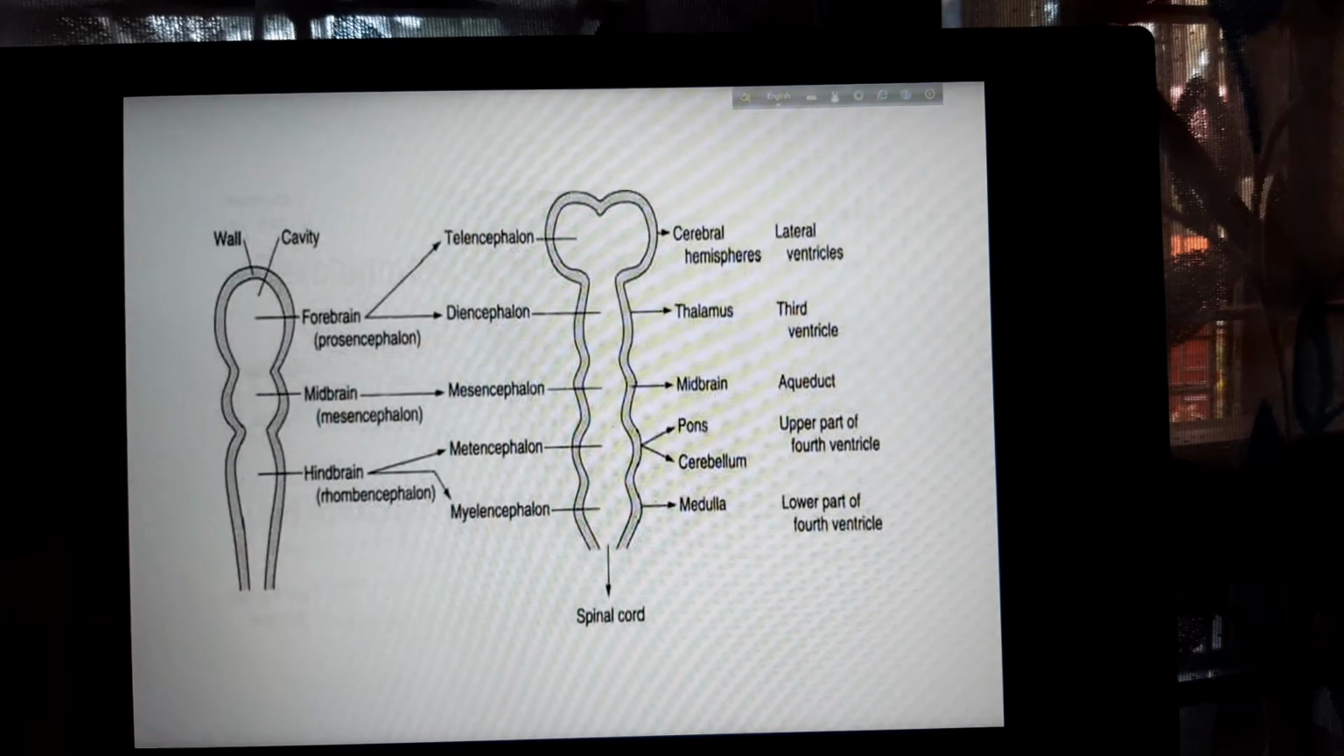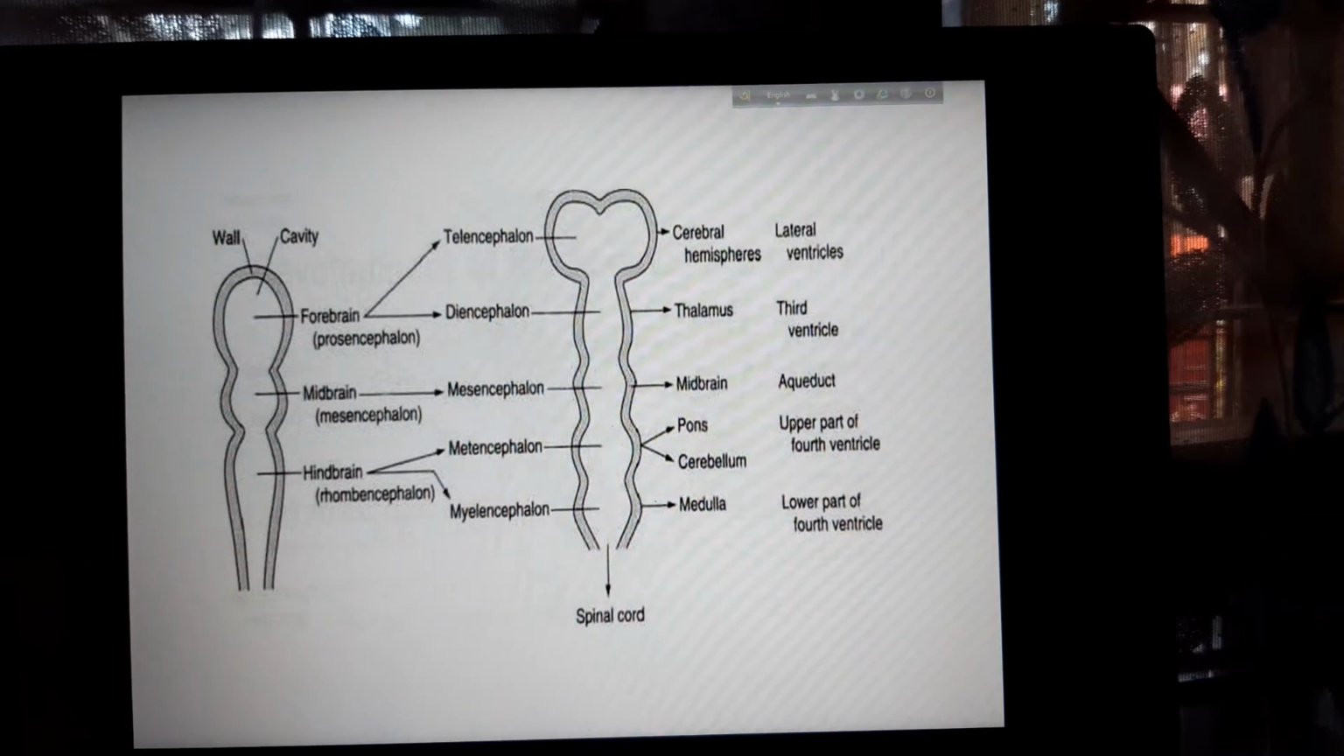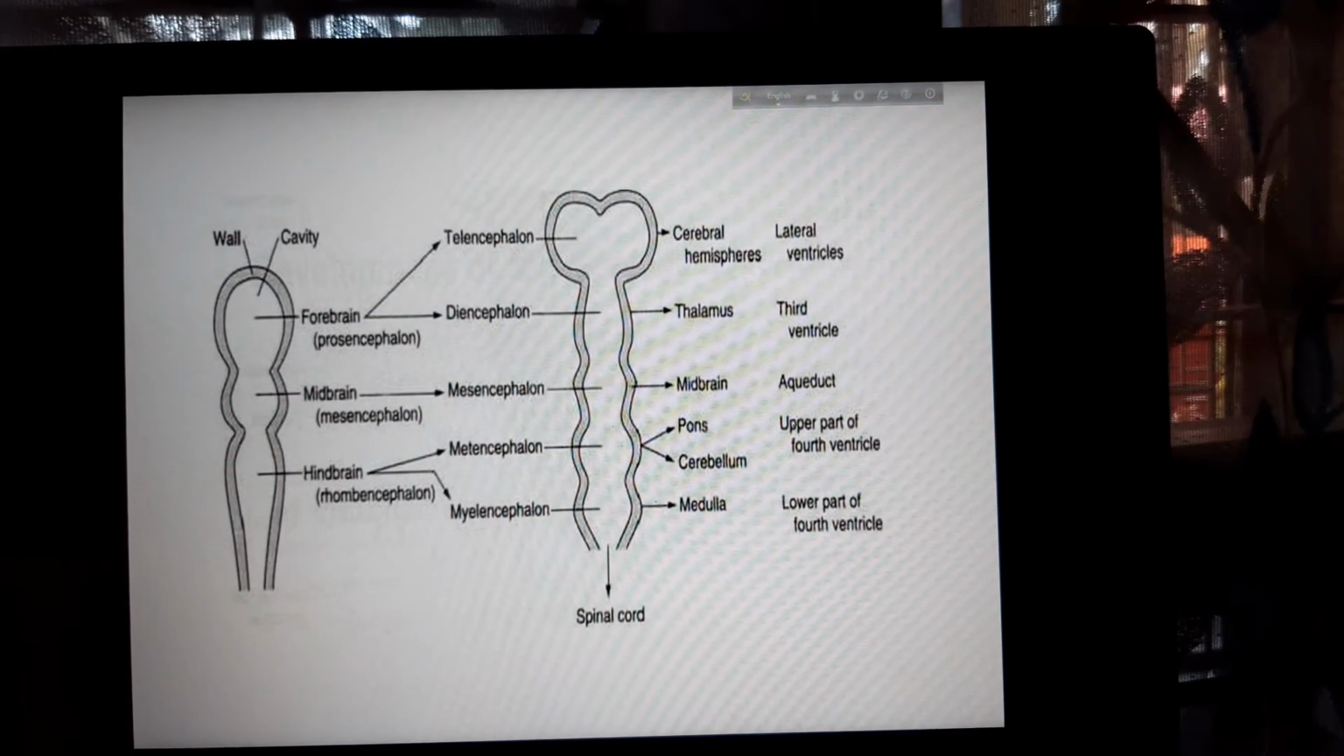So the brain develops as a chain of 3 vesicles: the prosencephalon or forebrain, the mesencephalon or midbrain, and the rhombencephalon or hindbrain. These are the 3 vesicles: forebrain, midbrain, and hindbrain.